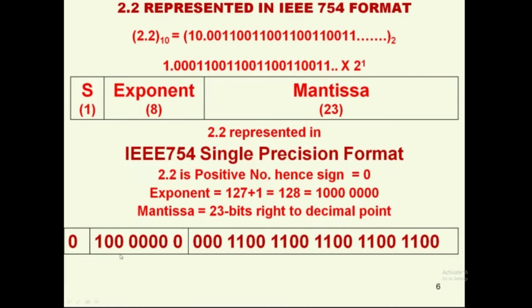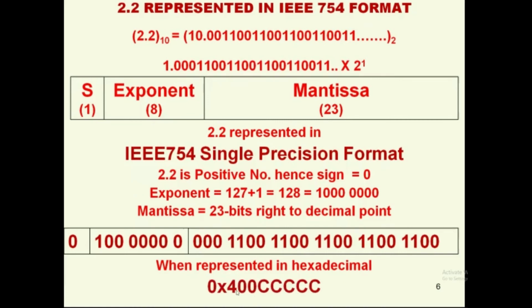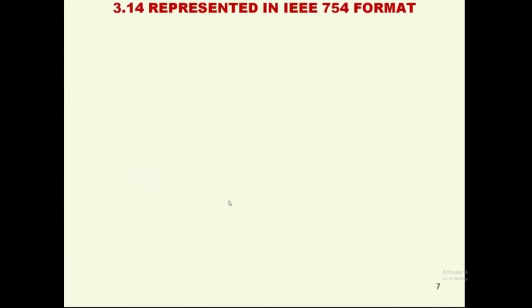So 0100 is 4 and 0000 is 0. Then other 4 zeros are 0. Then 1100 is C, 1100 C, like this. It will become 400CCCCC. So like this, we can represent any floating point numbers in IEEE 754 format. Okay, we can see again the 3.14 is another example.